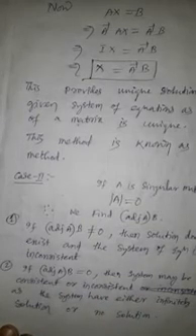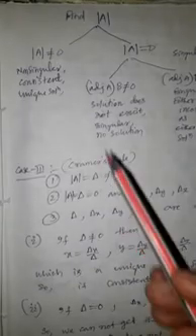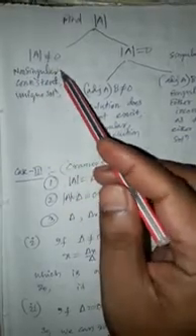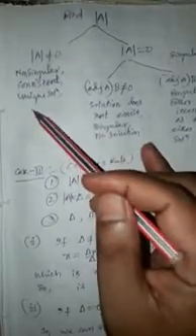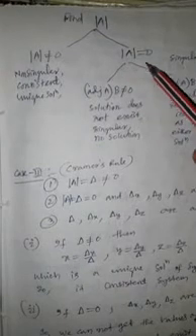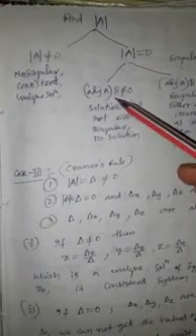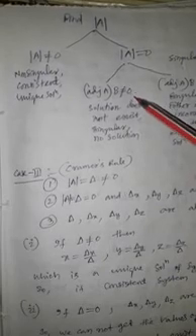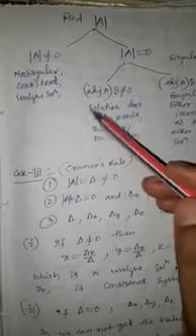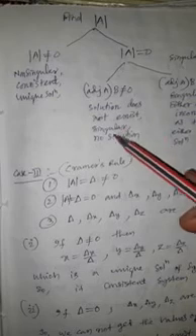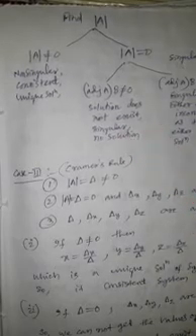Now, the graphical method. First find the determinant value. If determinant is not equal to 0, that is non-singular, consistent, unique solution. If determinant is equal to 0, then you have to find out adjoint of A times B. If it is not equal to 0, then the solution does not exist. That means singular, no solution.